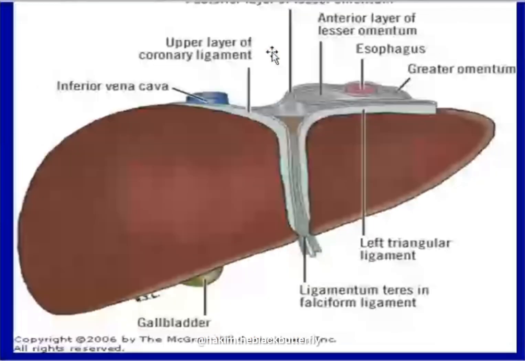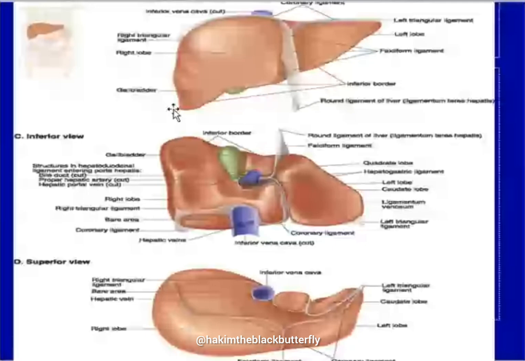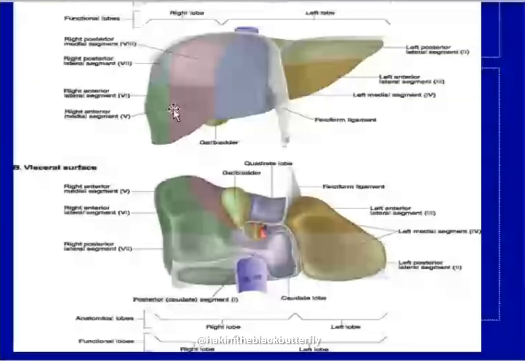These are the same. You can see the falciform ligament and the ligamentum teres, and then these are the triangular ligaments. So before I proceed, from what I have said, these colors, I'm going to talk about them.